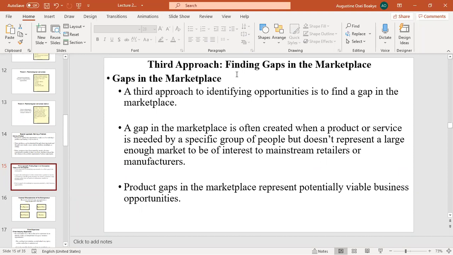And oftentimes, the marketplace is created when a product or a service is needed by a specific group of people, but doesn't represent a large enough market to be of interest to the mainstream retailers or manufacturers. What I'm trying to say is that when you scan the business environment, it is possible that you will see most of the mainstream organizations pursuing certain product lines or services, but there might be some untapped areas which come across as not much interesting to them. However, there are end users or people who actually need those areas to be developed. And so once you go through this process, we say you are trying to spot gap.